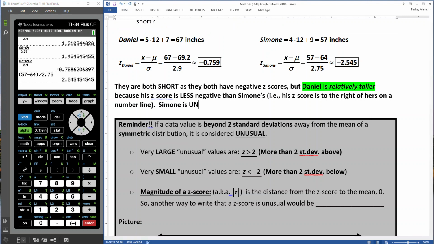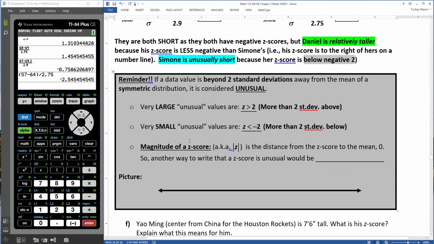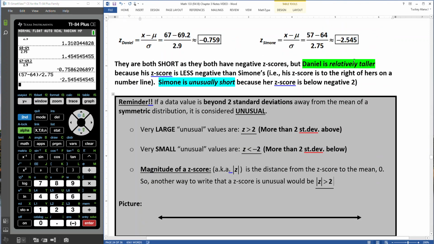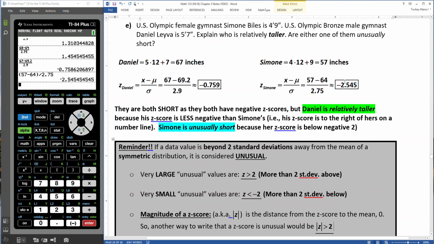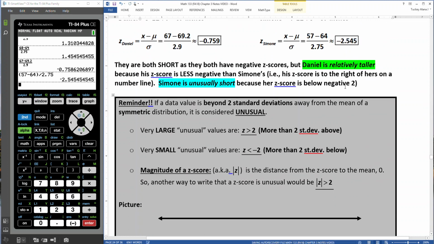Oh, let me type that up 1 second. There we go. Her z-score is below negative 2, right? So another way to put that is that the magnitude, the absolute value, magnitude of a z-score is the distance the z-score is from the mean. And another way to see it is that the absolute value of her z-score, if you take the absolute value of negative 2.5, you get positive 2.5, and that is greater than 2.